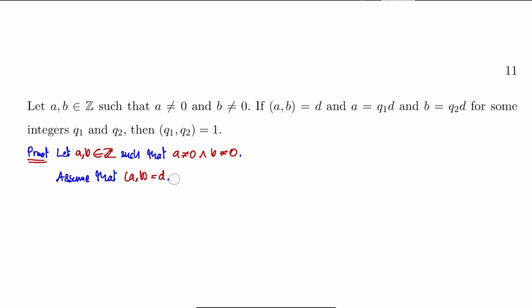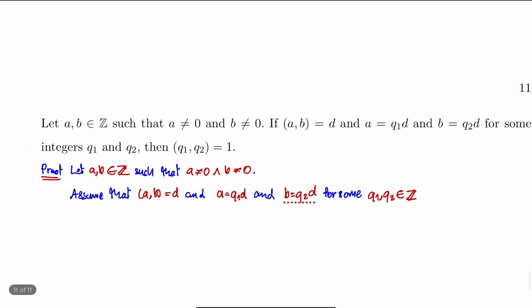So we have A equal to Q1 D and B equal to Q2 D for some integers Q1 and Q2. And we want to show that these two integers have the greatest common divisor of 1.